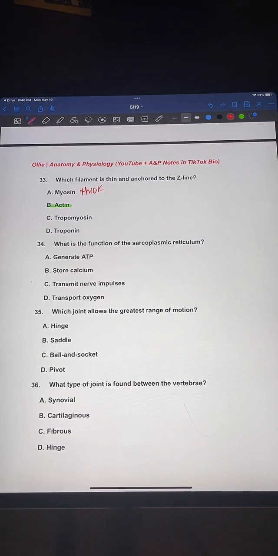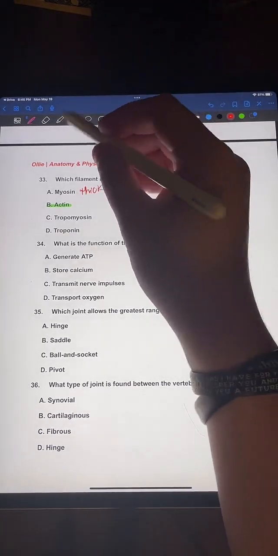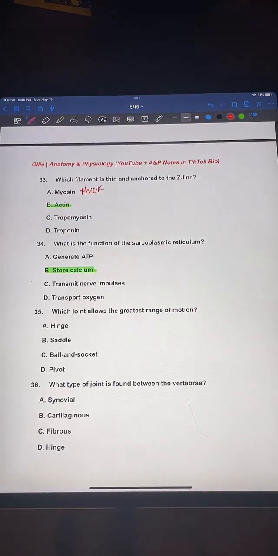I'll never forget it. But 34, the sarcoplasmic reticulum functions to store calcium. So this stores and releases calcium for muscle contraction. Generating ATP, that's mitochondria. Neurons transmit nerve impulses, and transporting oxygen is done by hemoglobin and myoglobin in the muscles.